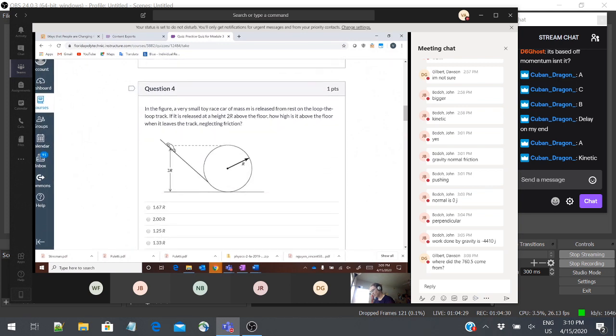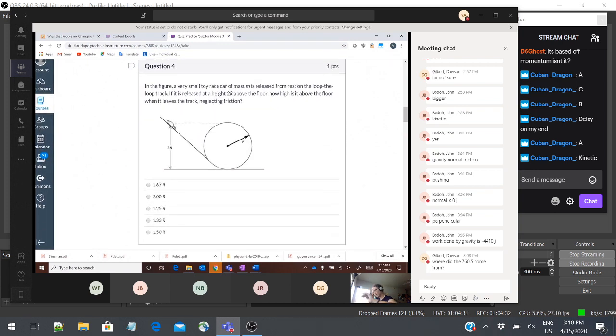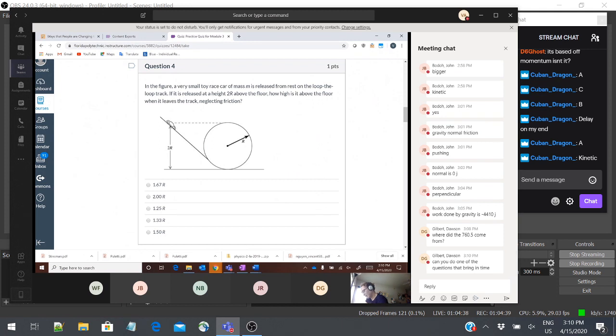Ooh, loop-de-loop. How high is it above the floor when it leaves the track, neglecting friction? Ooh, that's interesting.